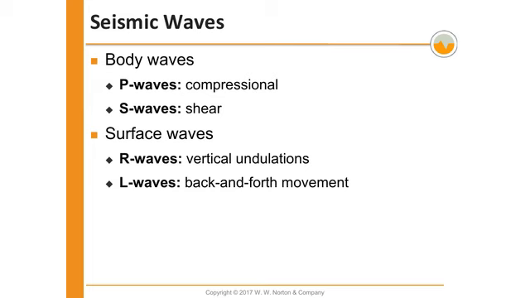Now, moving on to surface waves, confined to the Earth's surface. The first type is R waves, known for their vertical undulations, creating a rolling effect. L waves, the other type, are responsible for the horizontal back and forth movement. Due to their motion, surface waves typically cause more damage during an earthquake because they affect structures on the surface more intensely.